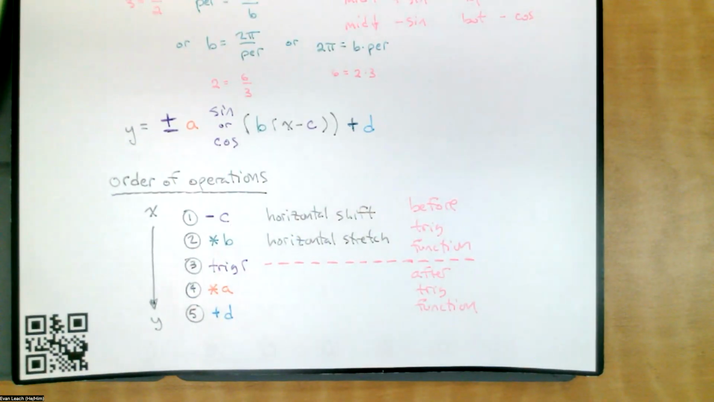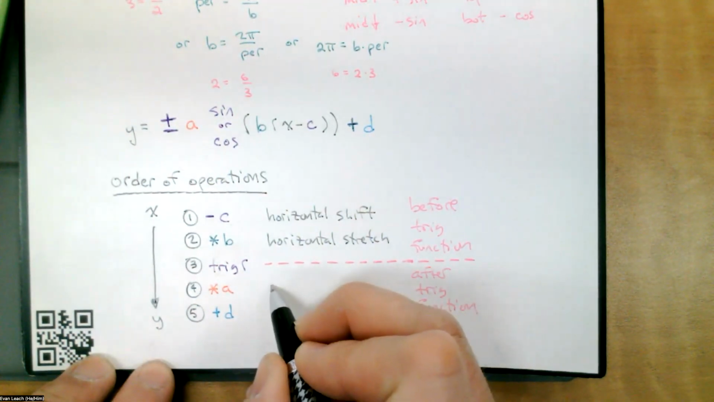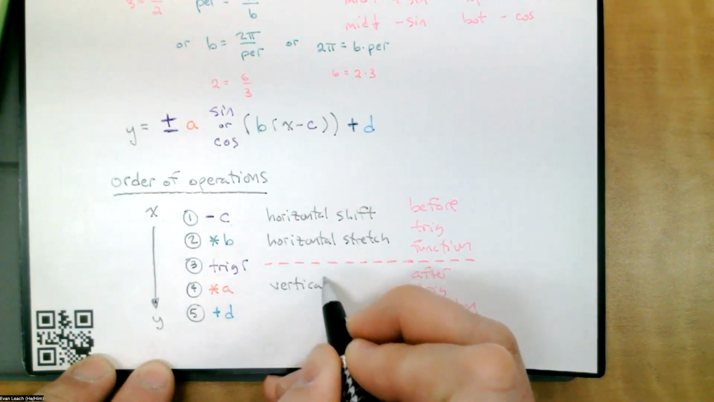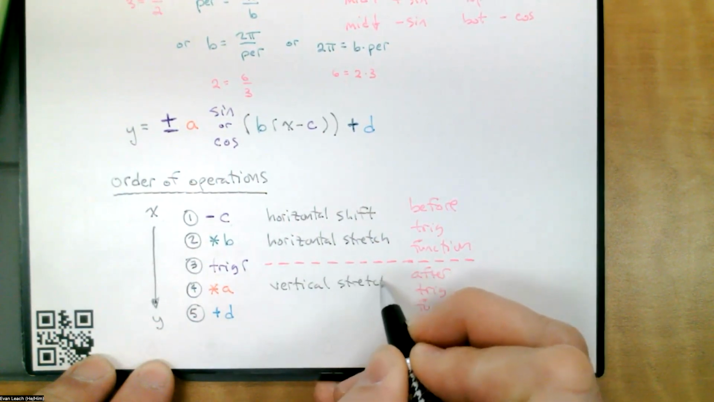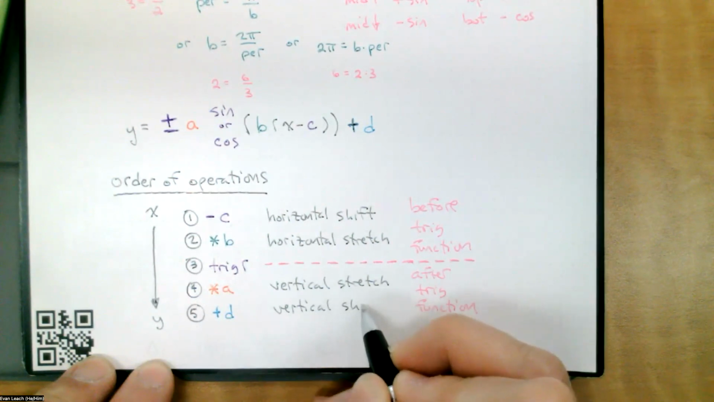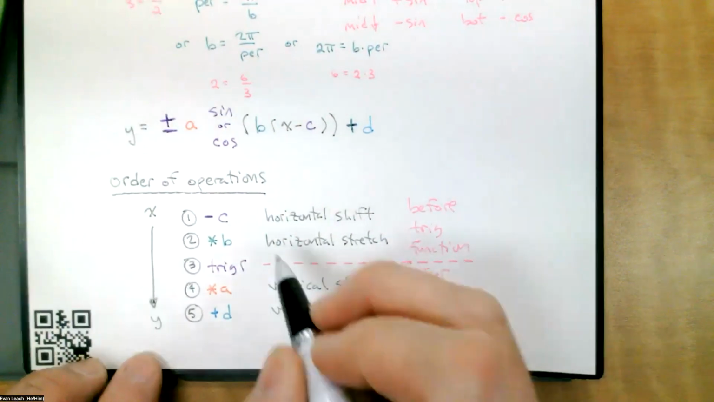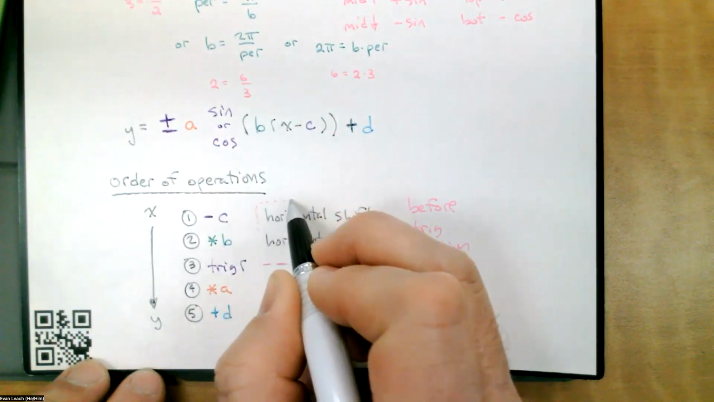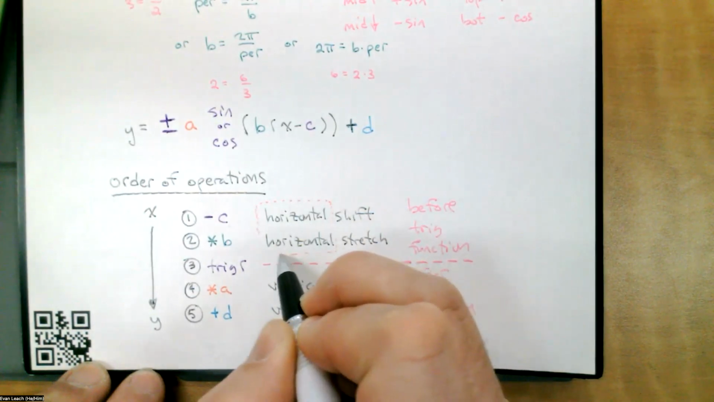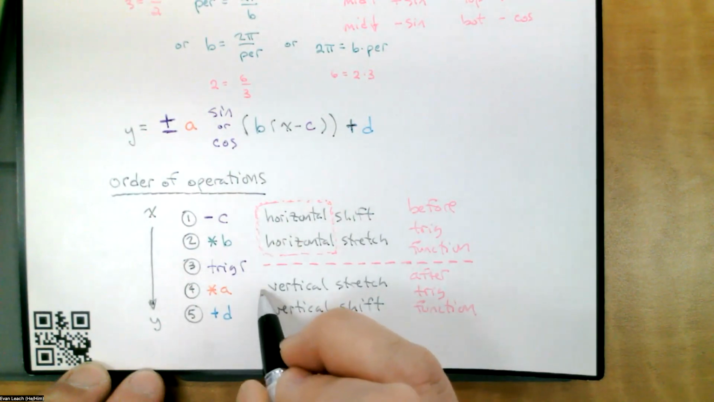Then the trig function happens. Any effects that we see on the graph after that are going to be vertical effects. Multiply by a is our vertical stretch, and plus d is our vertical shift. Before the trig function, horizontal stuff. After the trig function, vertical stuff.